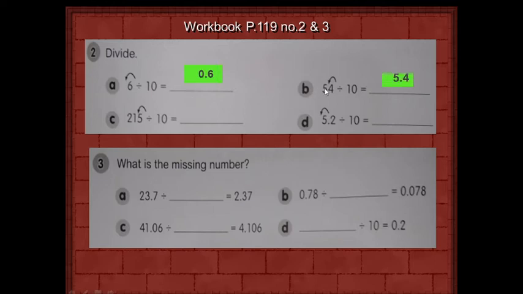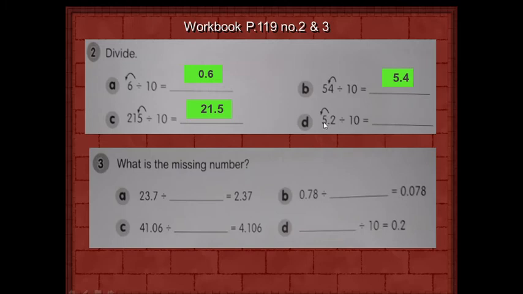And then B, 5.54 is divided by 10 equals 0.554. And then C, 215 is divided by 10. So move to the left one time, so that the point is between 1 and 5. The answer is 21.5.